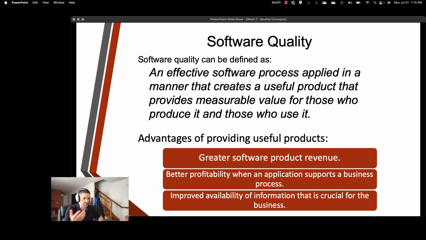What are the advantages of creating useful products? Well, they're useful. Other than that, we also get more money from them. That's our product revenue, better profitability when it supports a business process. And we also get a lot more information that's crucial for the business when the product is working correctly.